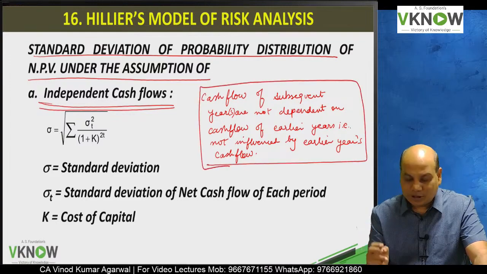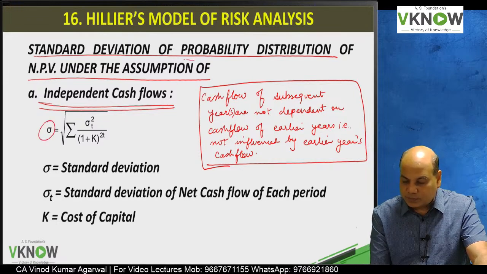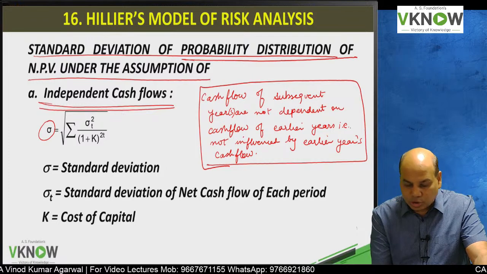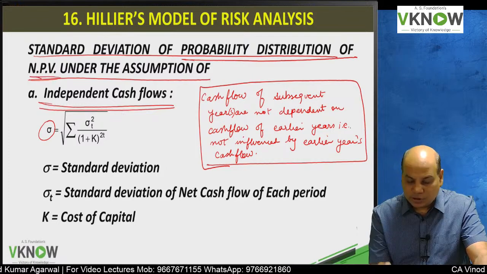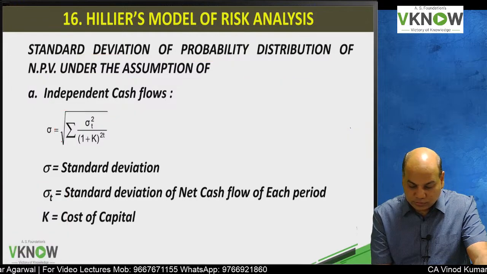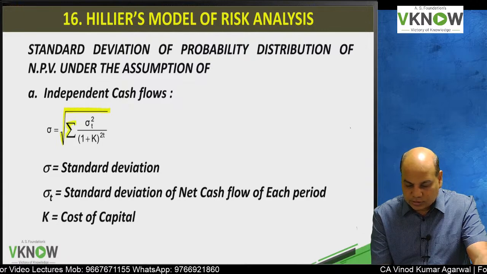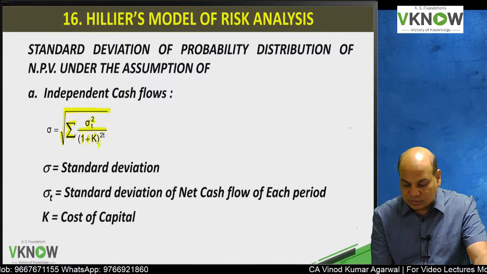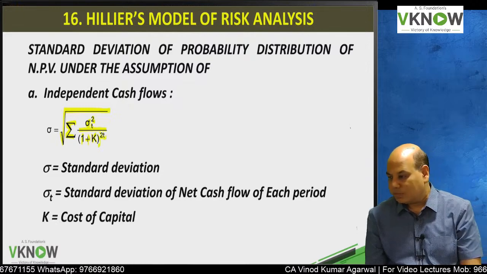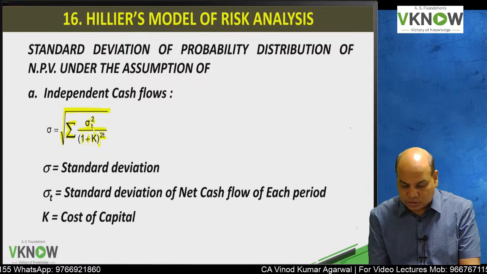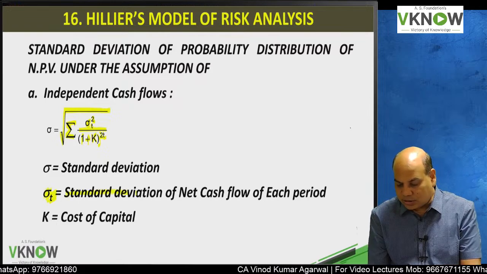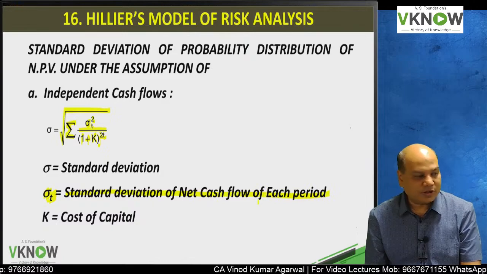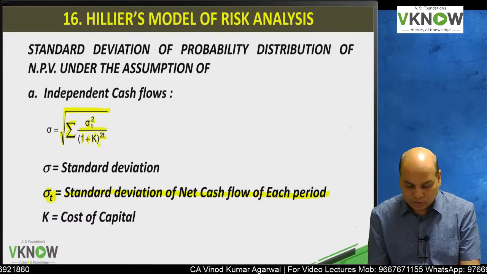If cash flows are independent, the standard deviation of the probability distribution of NPV will be equal to under root summation sigma t square upon (1 plus k) to the power 2t. Now what is sigma t? Sigma t is standard deviation of cash flow of each year.